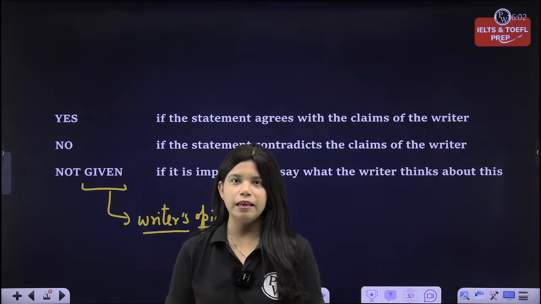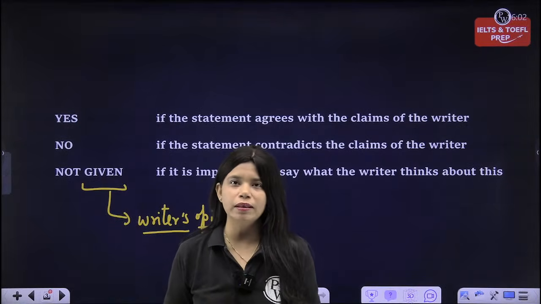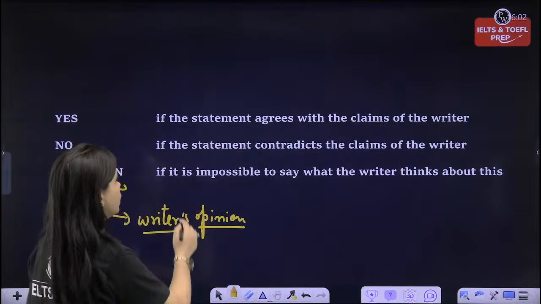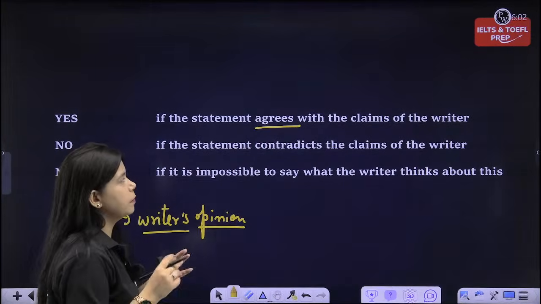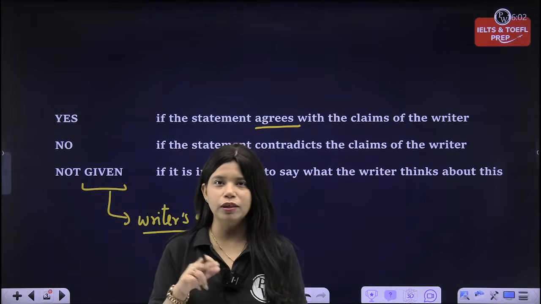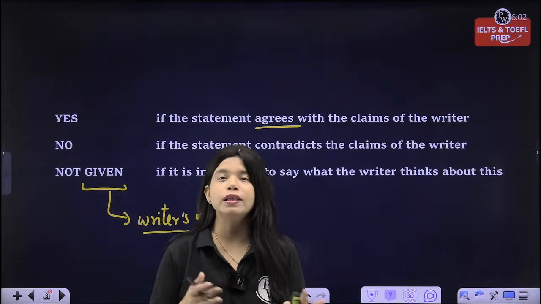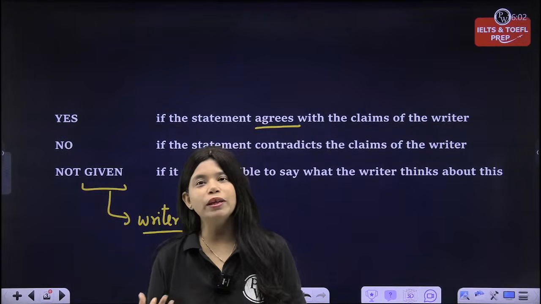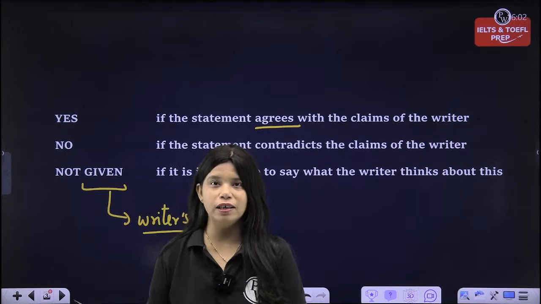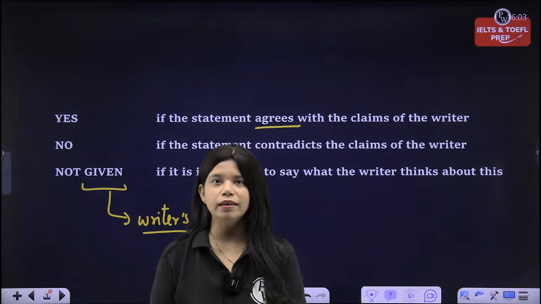So as simple as that, yes, no, not given questions are based on the writer's opinion. So you are given some statements and you have to verify the information given in the statements with the information given in the passage. Now, if the information matches exactly, then of course it's going to be yes. That means if the question statement agrees with what is written in the passage, if they match, then it's going to be yes. But if there is a contradiction, as in the opposite information is written in the passage, then it's going to be no. But if the entire information which is given to you in the question is not there in the passage, then it's going to be not given.